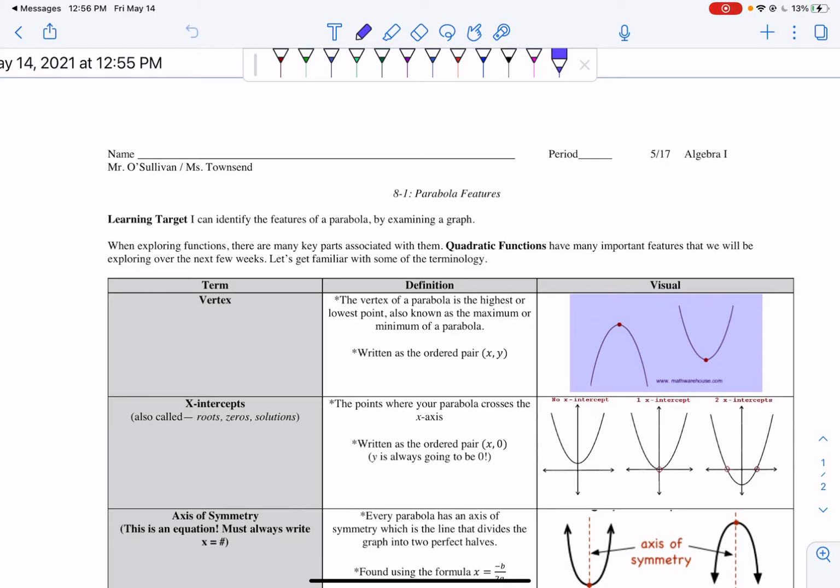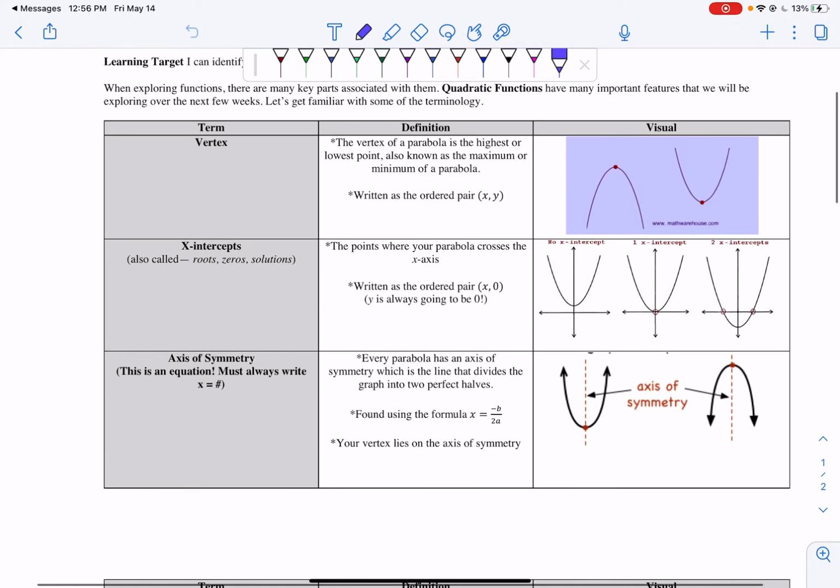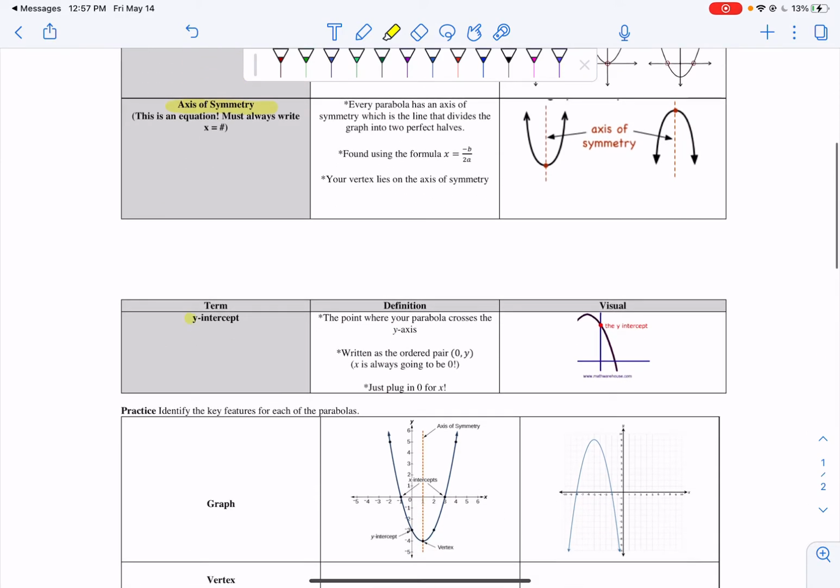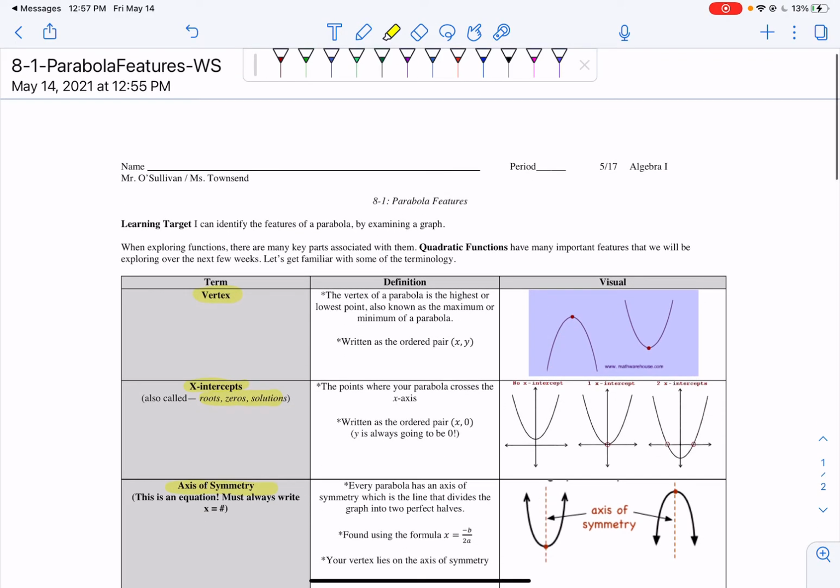Let's get familiar with some of the terminology. You're going to be hearing myself and Miss Townsend say vertex, X-intercepts, roots, zeros, and solutions. You're also going to hear us say axis of symmetry, and Y-intercept. So let's go through these definitions.